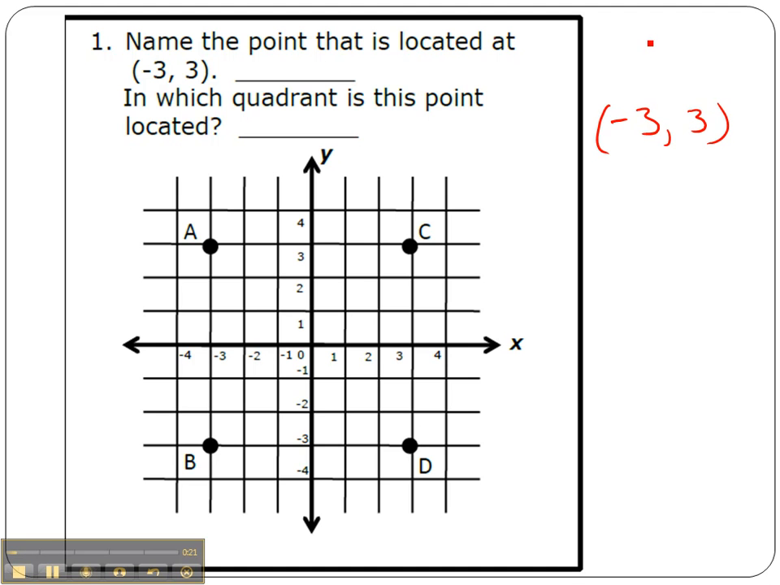So the way to remember that is the alphabet ends with x, y, z. X comes before y in the alphabet, and x comes before y in your ordered pair. So the -3 is x, and the +3 is y.